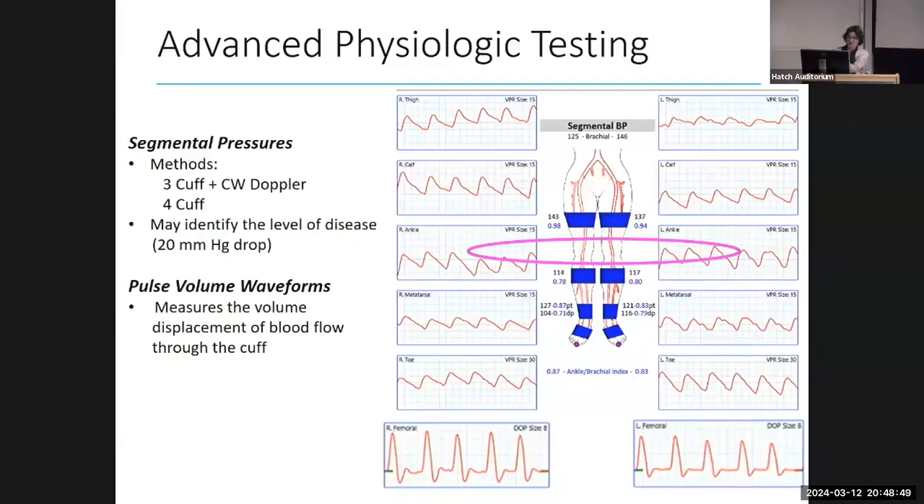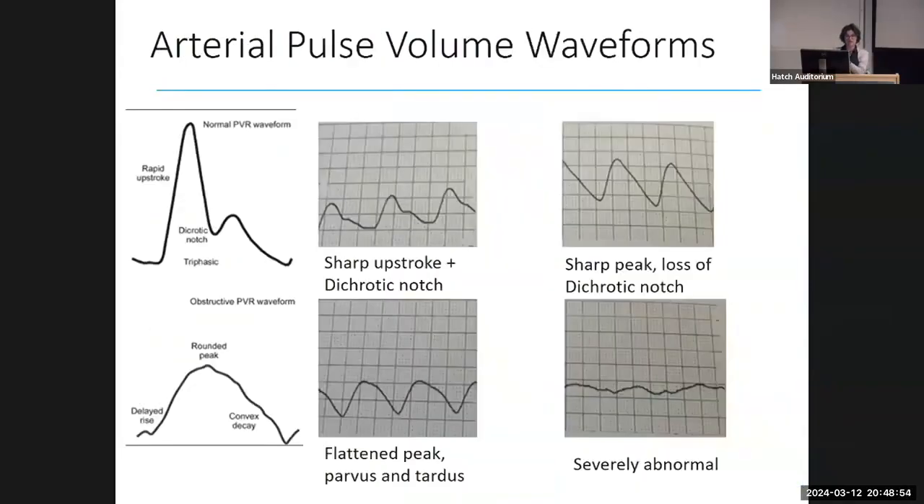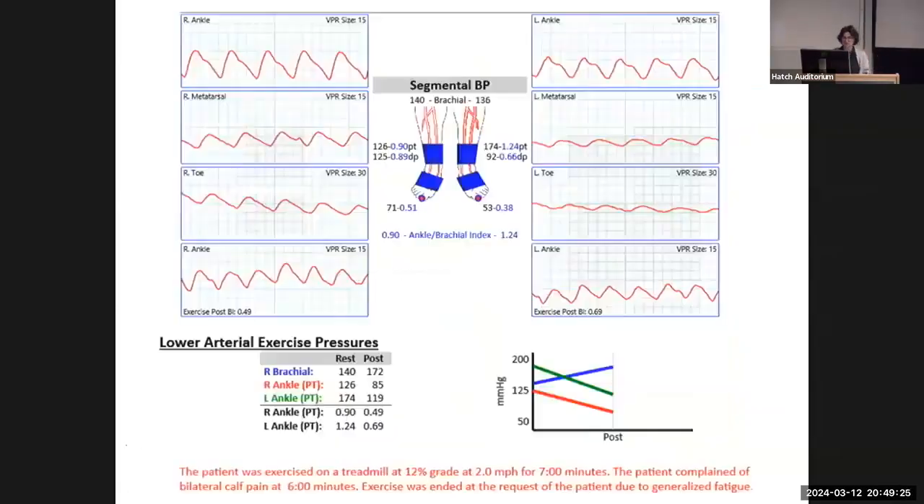Okay. So now you see waveforms on the side here as well. These are pulse volume waveforms. So the cuff, when you do an ABI, is partially inflated, and it's measuring the volume displacement of blood flow. That mirrors the continuous wave Doppler with the triphasic waveform. So a normal waveform should have an upstroke, dicrotic notch, and be triphasic, as shown here. The first thing to go in the presence of disease is the dicrotic notch. Then it becomes parvus tardus, and then very abnormal. So it's an adjunct to the pressure, but the pressure is always more accurate than the waveforms.